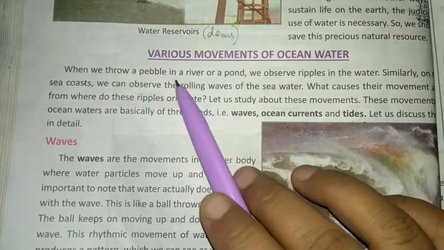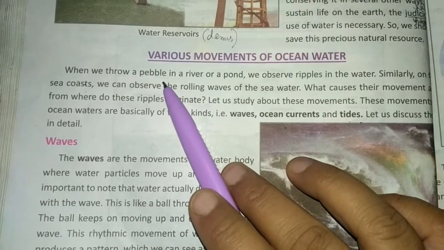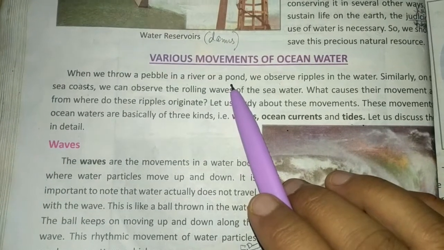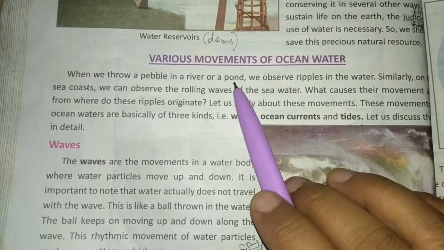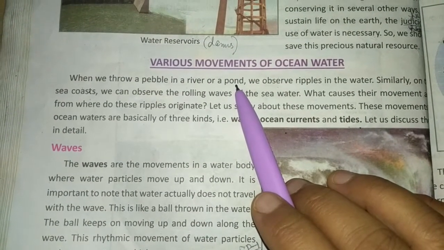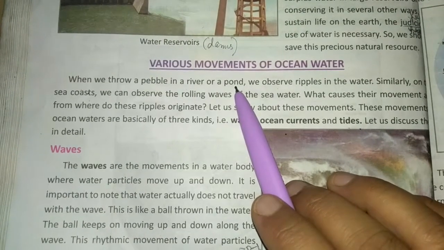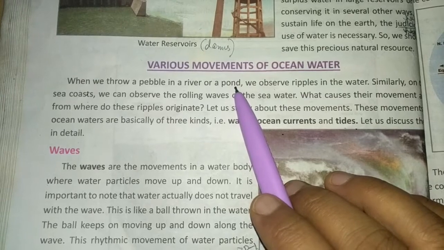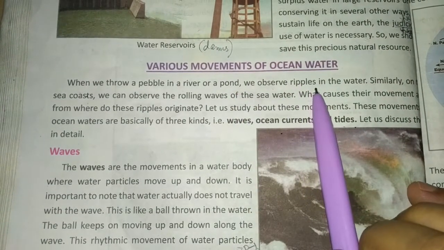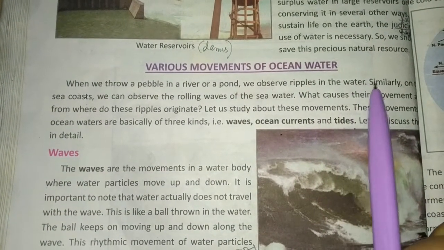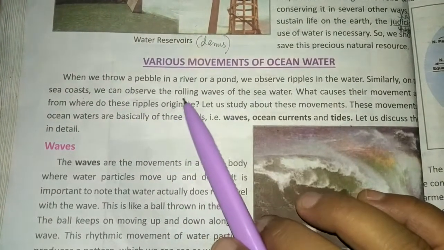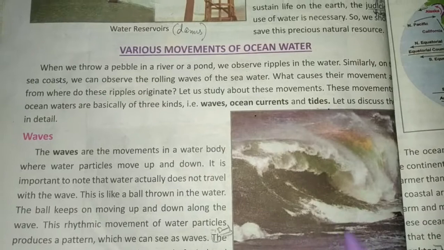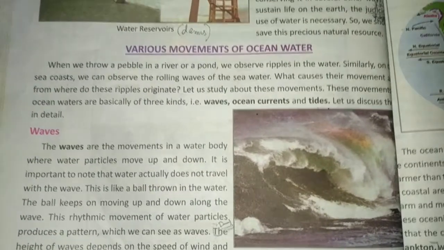When we throw a pebble, meaning a small piece of stone, in a river or a pond, sometimes kids are playing and throwing pebbles or stones in the pond or the river, and they are just observing and enjoying the ripples on the water. Similarly, on the sea coast, we can observe the rolling waves of the sea water. Look at the picture here, we have the sea waves.